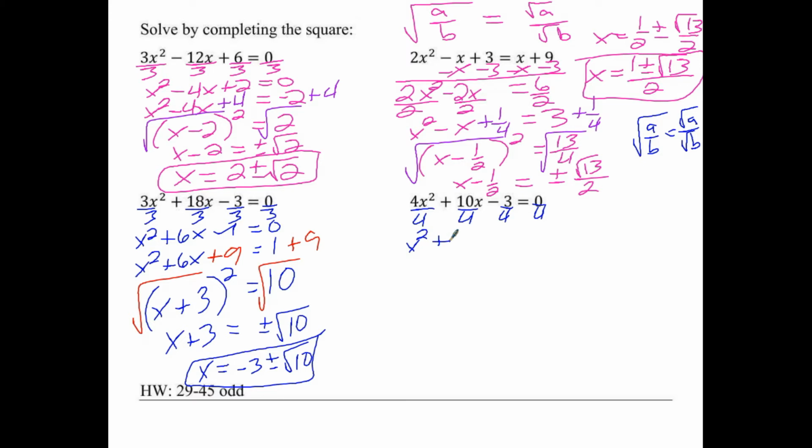Yeah, that's 10/4, which reduces to 5/2 x. And now that's negative 3/4, that minus 3/4. I know I'm going to have to move it to the other side anyway, so I'm going to do it right now. So I'm adding 3/4 to both sides, leaving my space equals positive 3/4. Okay?